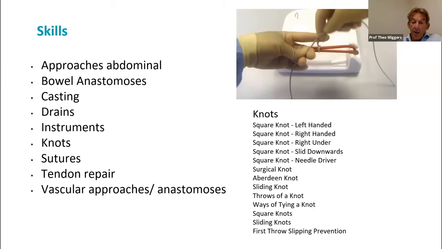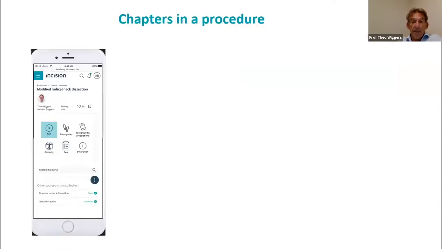If you say the ebony knot is very essential for residents, but not for interns, then in the program for the interns, we do not show the ebony knot, but for the residents, we can show it. So here on the left side, you see all our skills: approaches, bowel anastomosis, casting, upper and lower leg, drains, instruments, knot sutures, tendon repair, all general skills that can be applied in every procedure.